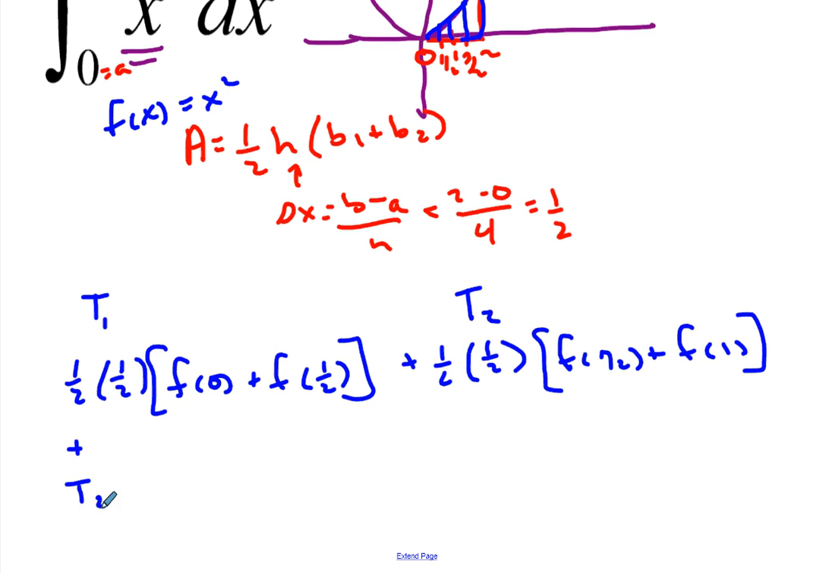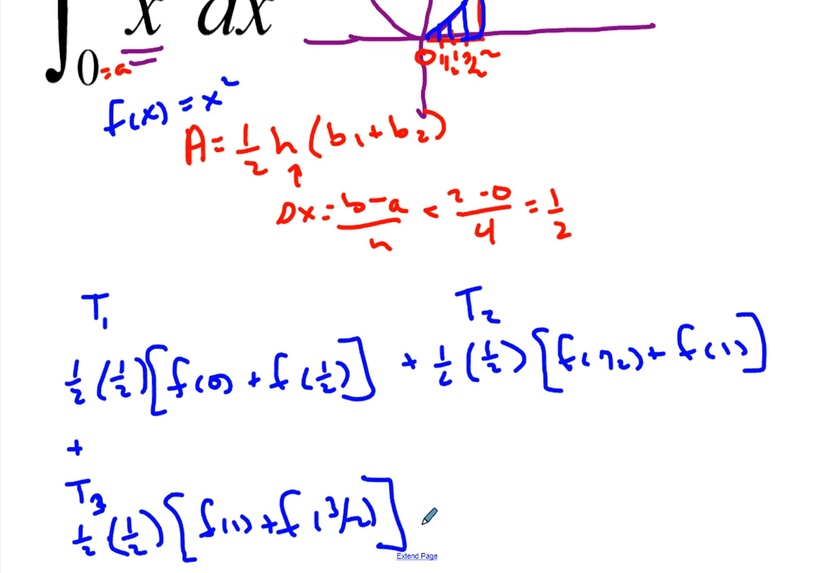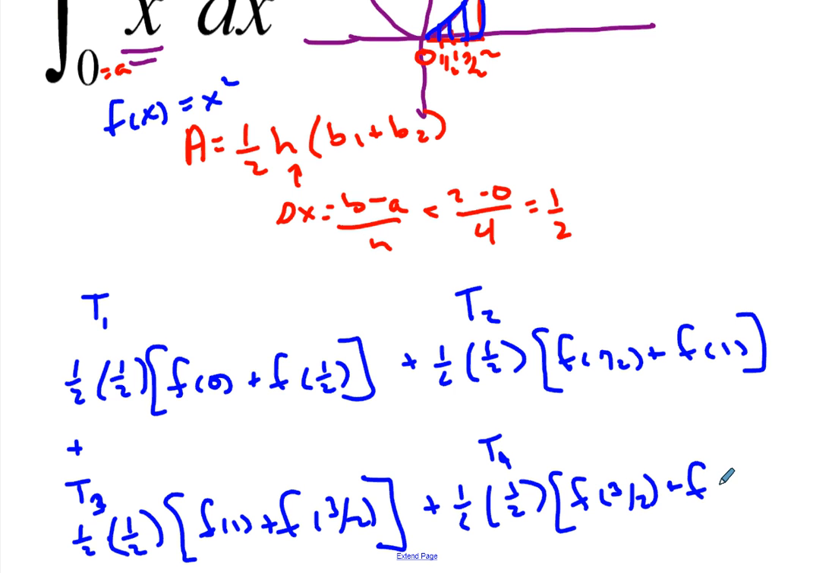Trapezoid 3 is going to be 1/2 times 1/2, because that's our height, times our bases, f of 1 plus f of 3/2, and we'll plug that in there. We're going to add that to trapezoid 4, our last trapezoid. What we have is 1/2 times our delta x, which is our height, 1/2, times f of 3/2 plus f of 2, our last base.